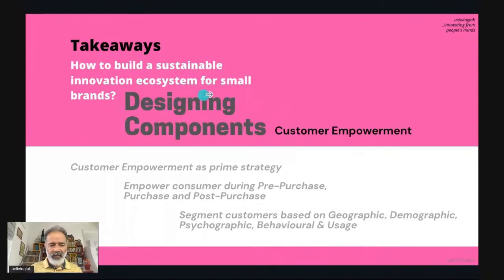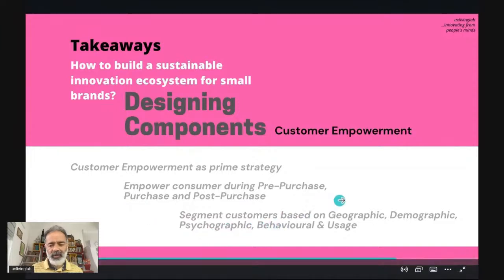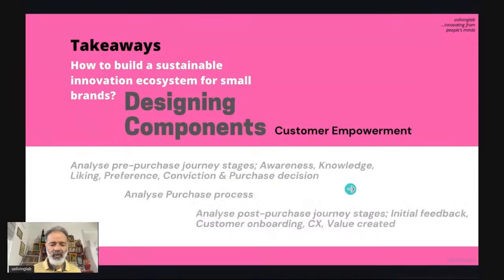How to build a sustainable innovation ecosystem? We are talking about customer empowerment. So take customer empowerment as a prime strategy. You can look into different strategies, but what we suggest is customer empowerment as the prime strategy. Empower customers during pre-purchase, purchase, and post-purchase. These are the three stages you have to empower. Then segment customers based on geographic, demographic, psychographic, behavior, and usage. For each segment you have to work on it.